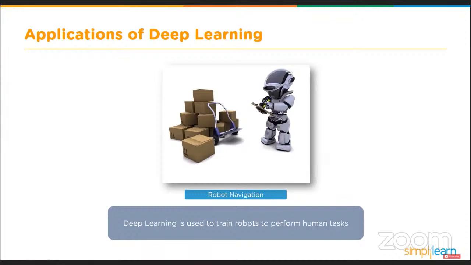So that's where deep learning is used. They need to be able to hear and make sense of the sounds that they are hearing. That needs deep learning as well. So robotics is a major area where deep learning is applied.